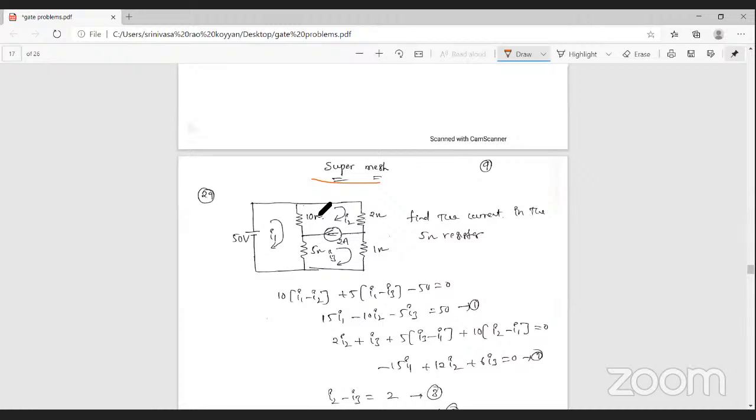What happens here? The I2 current is in the opposite direction, so it is I1 minus I2 through the internal resistance. Next, here the current is I1. The I3 current is in the opposite direction, so it is I1 minus I3 into the resistance of 5 ohm. So 5 into I1 minus I3.